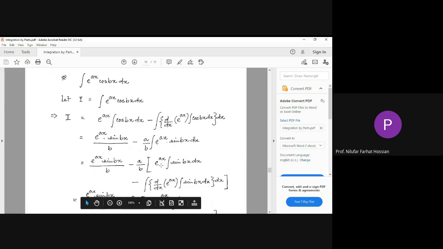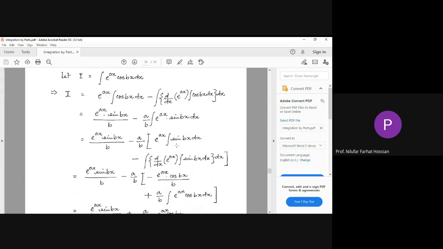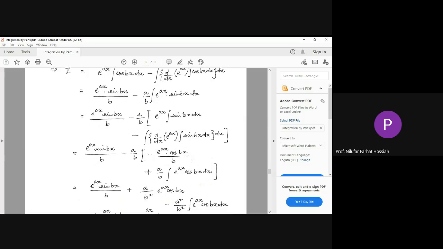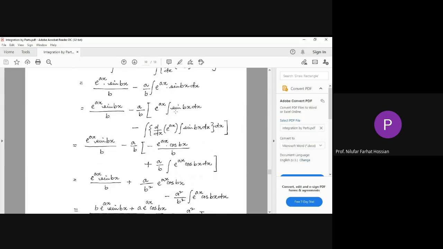So this is your first function into integration of second function. Then minus, this whole thing is within this third bracket, minus whole integration d/dx of the first function into integration of the second function. Okay. Here, integral of sine gives you minus cos, you know it. So it will be minus cos bx divided by b. Yes. So within the third bracket, minus a by b remains outside. Within the third bracket, it will be e to the power ax into minus cos bx divided by b.